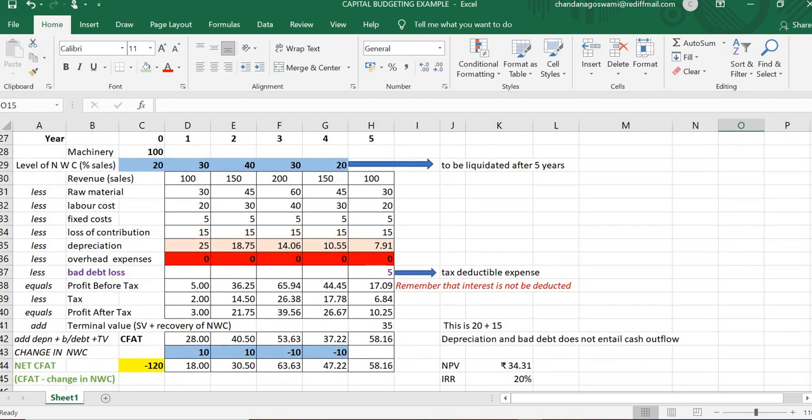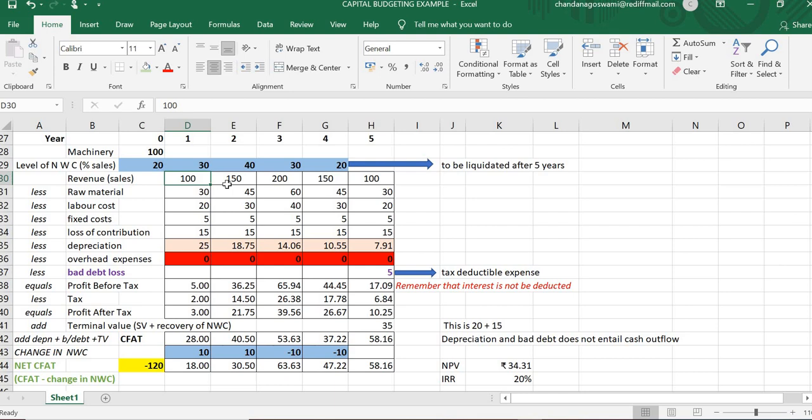So these are the years from 0 to 5. Machinery 100 million. So no problem in that. All right. We have written this 100 out here. Now this net working capital is going to be as percentage of sales. Please understand that if you want to sell 100 million in year 1, all right, you will have to arrange for working capital the previous year. So which means that this 20 which I have written out here is actually 20% of this 100.